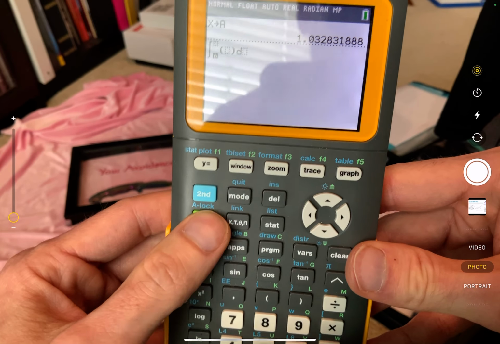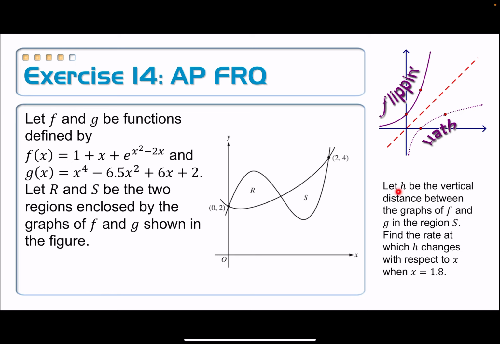Let's look at what the next part of that question is all about. Okay, on exercise 14, same exact setup, but this time let h be the vertical distance between the graph of f and g, so right here in region S. Find the rate at which h changes with respect to x when x is equal to 1.8.